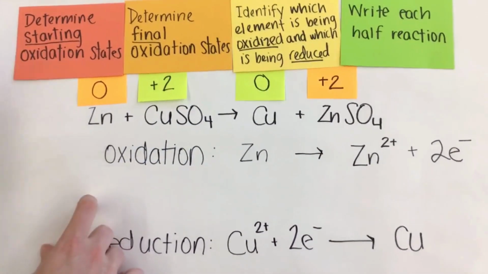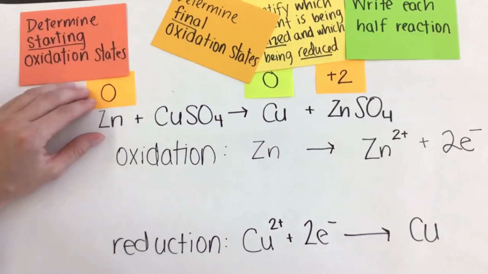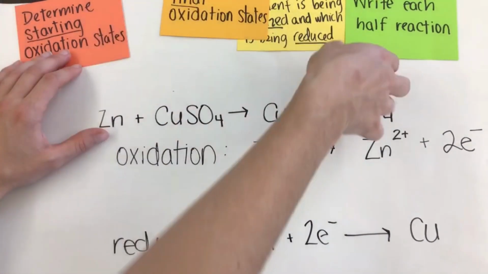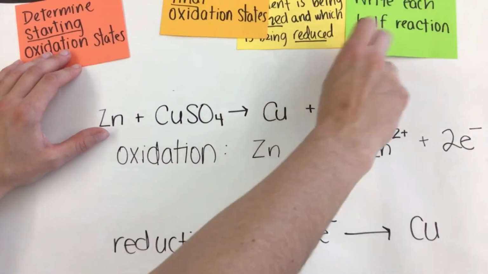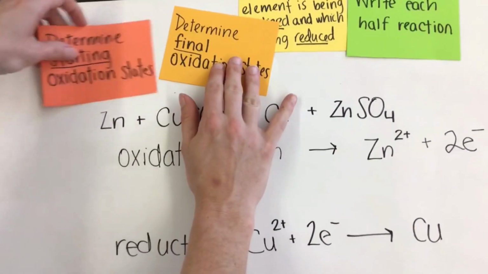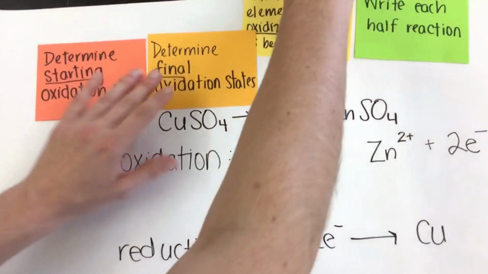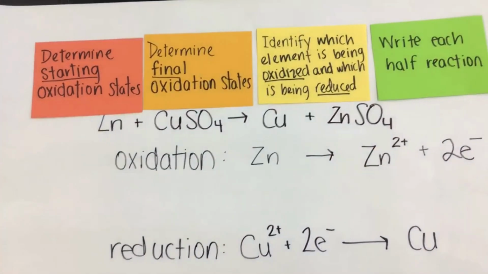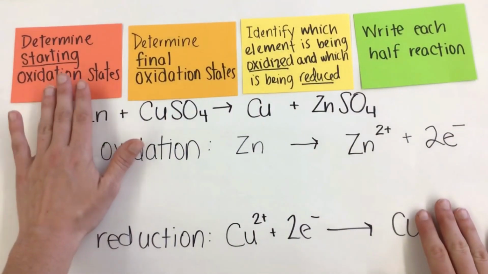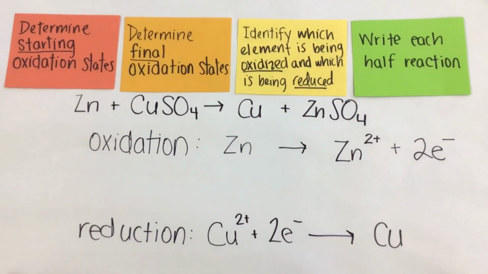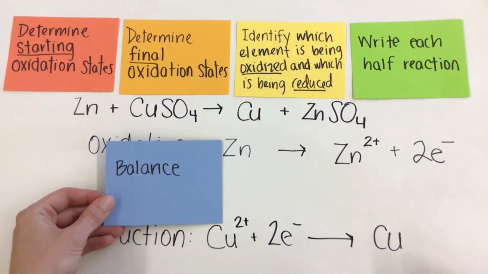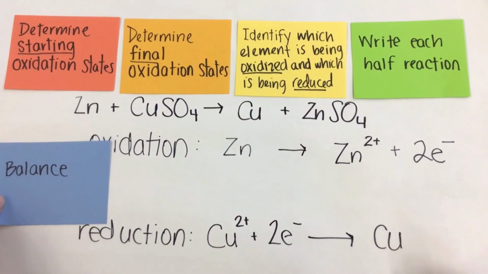The last step that I might take, and in this particular case, it's not necessary, but notice zinc is losing 2 electrons, copper is gaining 2 electrons. That works, 2 electrons, 2 electrons. I might, however, have a situation where I don't have the same number of electrons being lost as gained. And if that were to happen, I would need to balance the equation. This is already balanced, so I don't need to do it.